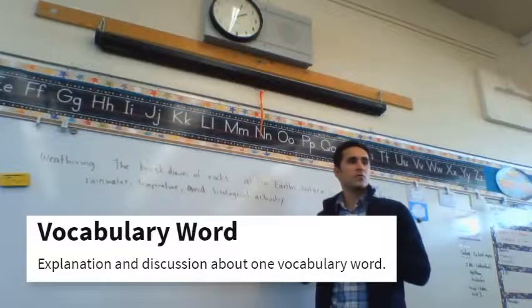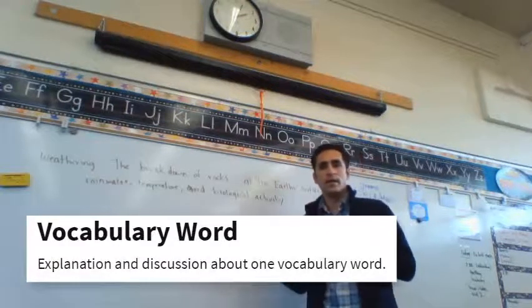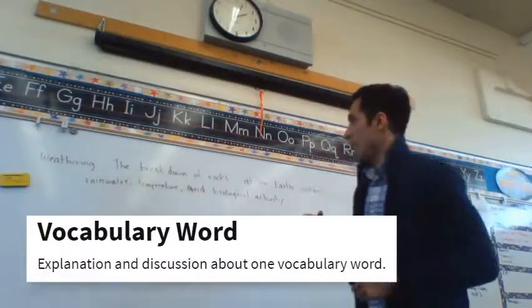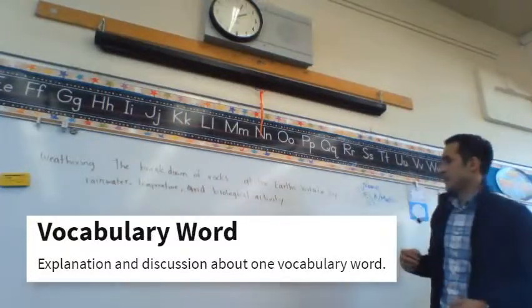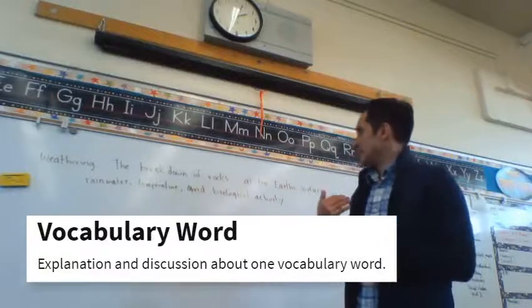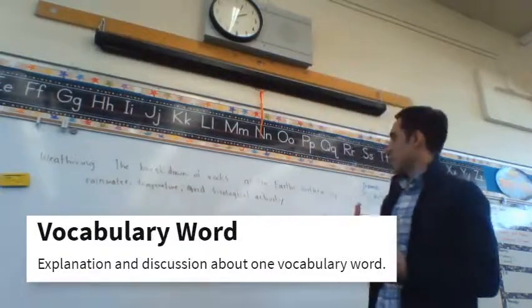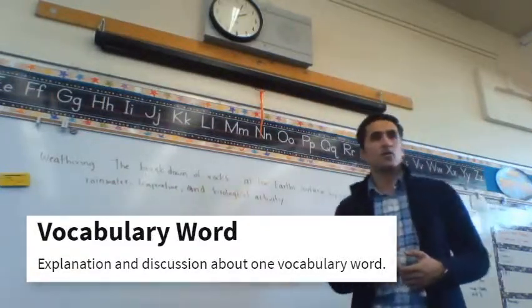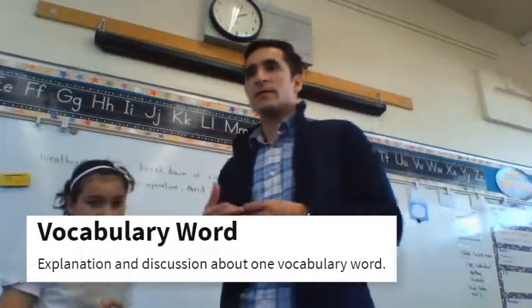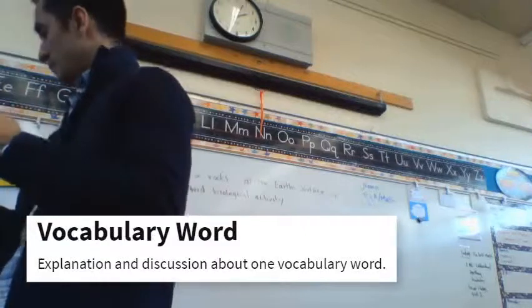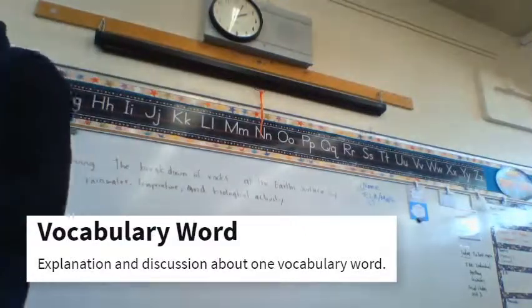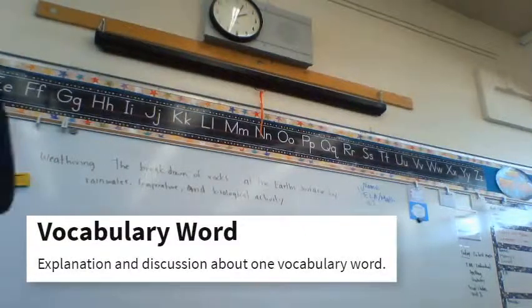Okay? Weathering. Weathering is the breakdown of rocks at the Earth's surface by rainwater, temperature, and biological activity. So there are 3 factors here that affect a landscape. Weathering.